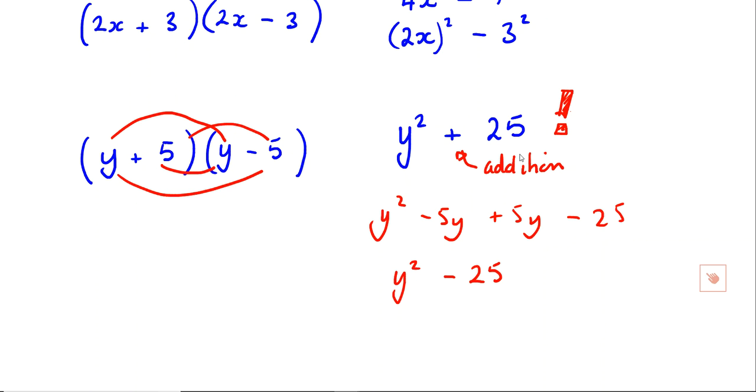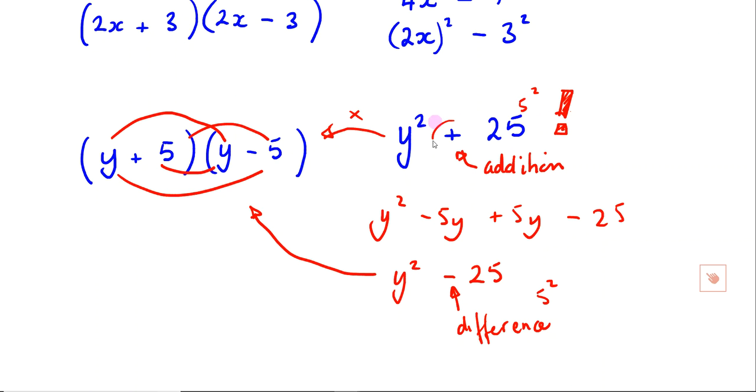It's not possible. Yeah, this does not go to that. Okay? This one, right, does not do that. This one, though, does, because it is the difference. That's a difference. That's a square, and this is 5 squared. So it sticks with that rule of the difference of two squares. This one is addition. It is 2 squares. This is still 5 squared, and this is y squared. But it's the addition bit that is the problem. So it wouldn't work.